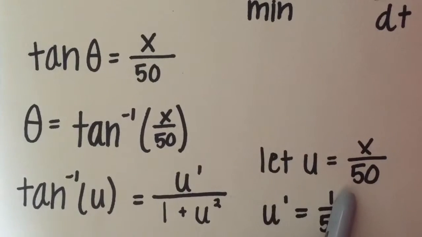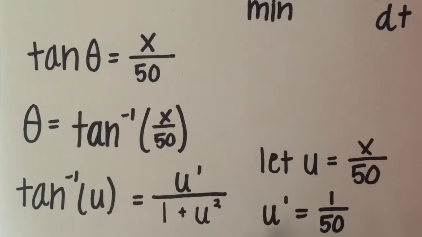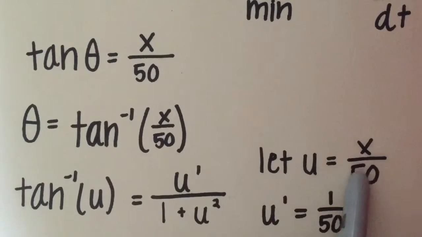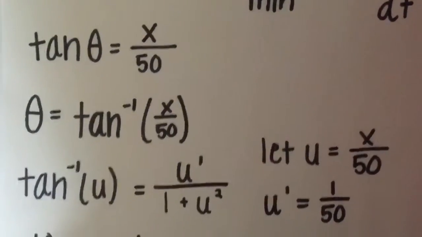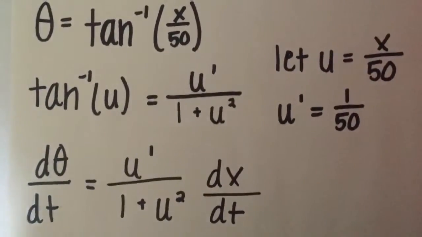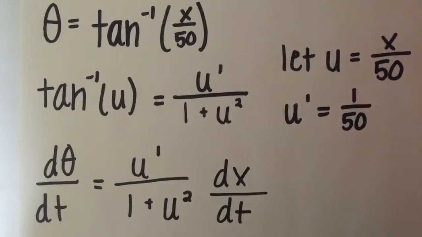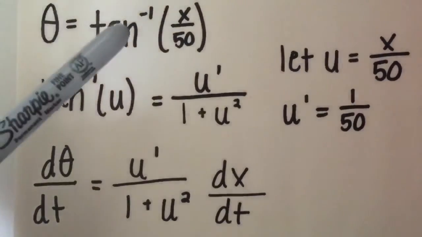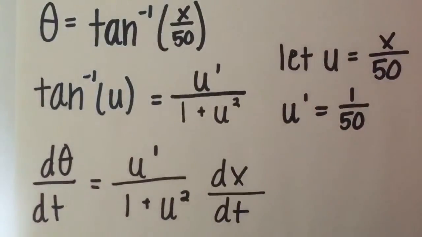Let u equal x over 50, which will then let the derivative of u, which is u prime, equal 1 over 50 because the derivative of x is simply 1. Now we have the equation d theta dt equals u prime over 1 plus u squared, with a dx dt kicked out implicitly because we're working in terms of x.